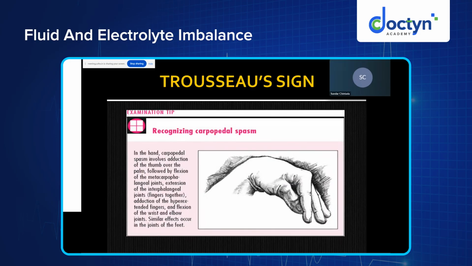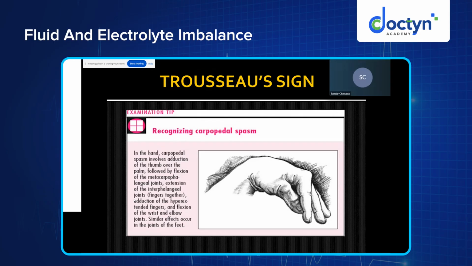Trousseau sign is again important, which is seen with calcium deficiency. It is in the hand. Carpopedal spasm involves adduction of the thumb over the palm, followed by flexion of what? Of the metacarpophalangeal joints, extension of the interphalangeal joints, that is, fingers together, adduction of the hyperextended fingers, and flexion of the wrist and elbow. Similar effects can be seen in the joints of the feet also.